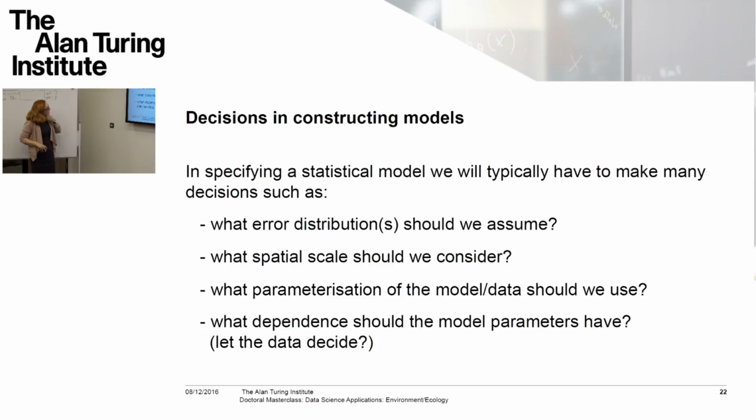Right. So, some things I sort of flagged. There'll be plenty more of what decisions you have to make when constructing models. We've already had some discussions now of what distributions. First one is, what error distribution should we assume? That was your question. We also need to think about what spatial scale we might want to consider, what temporal scale we might want to consider, what parameterization we want to use, and what dependence the model parameters should have, amongst others. This is not exhaustive.